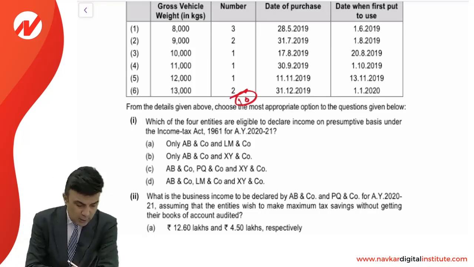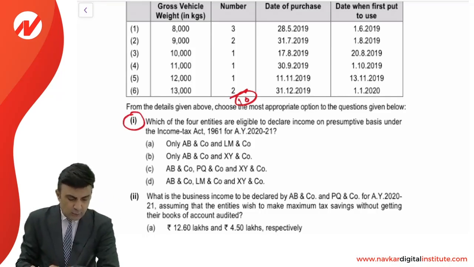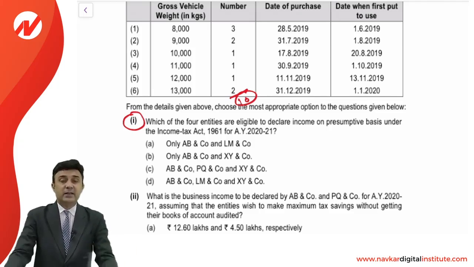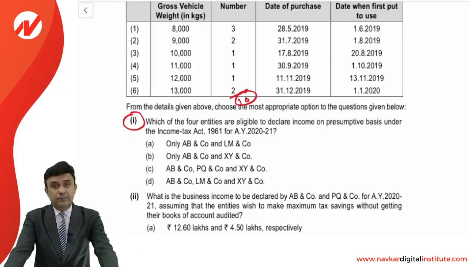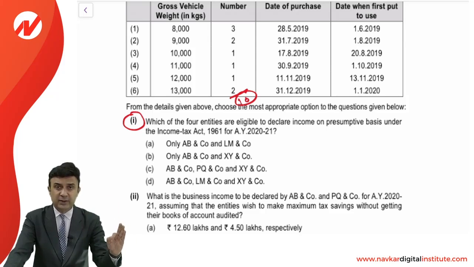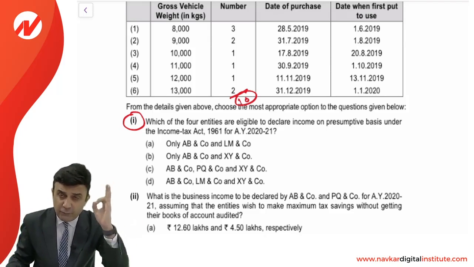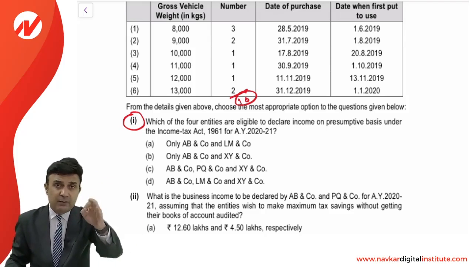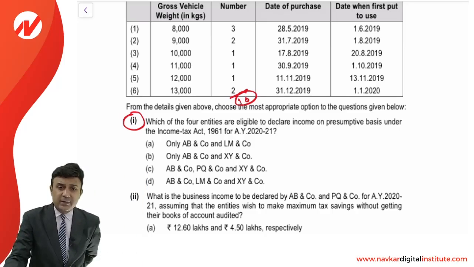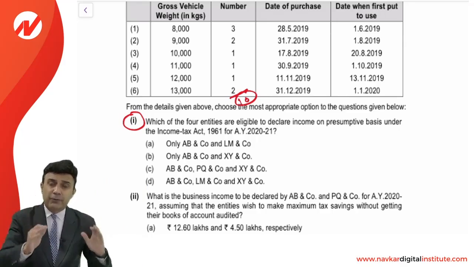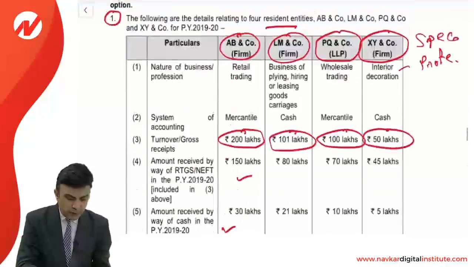Number 1. Which of the 4 entities are eligible to declare income on presumptive basis under the Income Tax Act 1961 for AY 2020-21? Which entities are eligible for presumptive tax system? Friends, there are 3 presumptive tax system sections in the topic business provision. 44AD is applicable to resident individual, HUF and the firm. 44AE is applicable to those who are into plying, hiring, leasing, goods carriage, and 44ADA is applicable to those who are into specified profession. Let's check out to whom the particular section will be applicable.